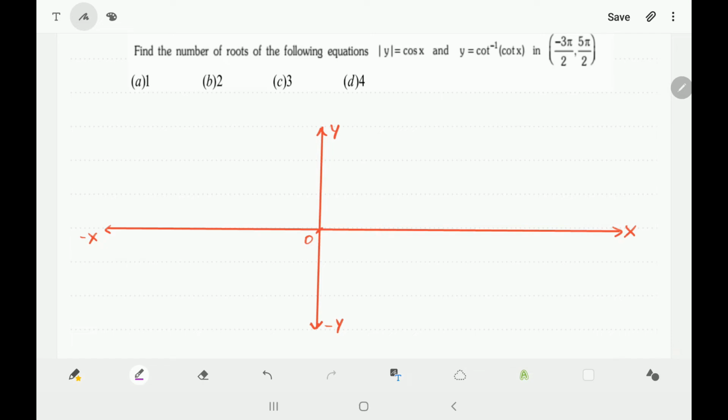In this problem we have to find the number of roots of the equation mod y is equal to cos x and y equal to cot inverse cot x from minus 3 pi by 2 to 5 pi by 2. Okay, so this problem is also based on graph, so we'll just draw the graph of these functions.